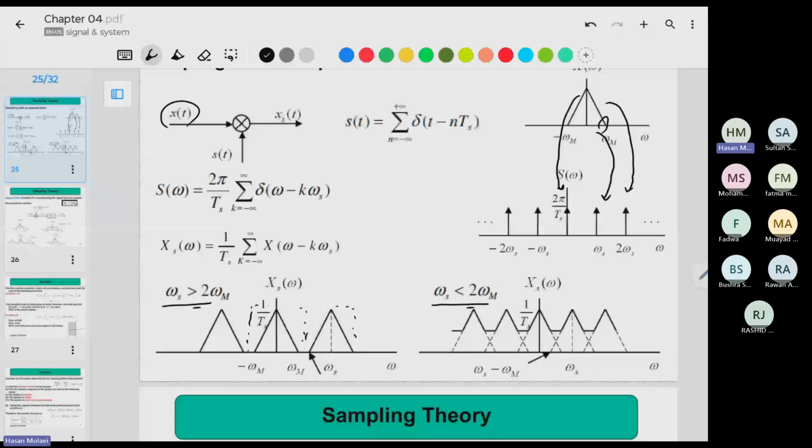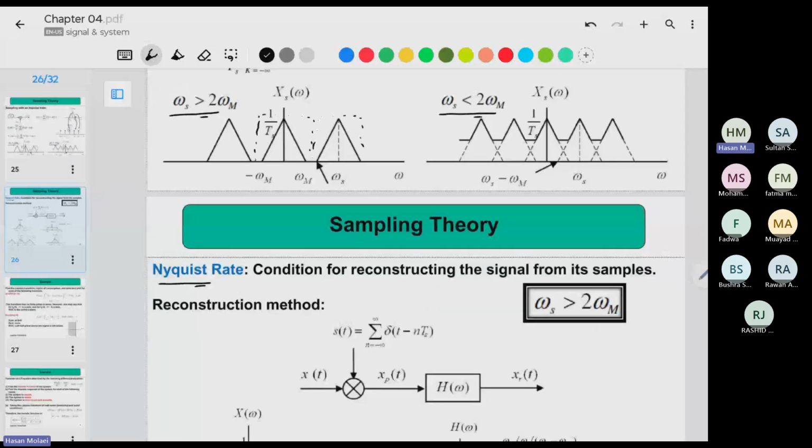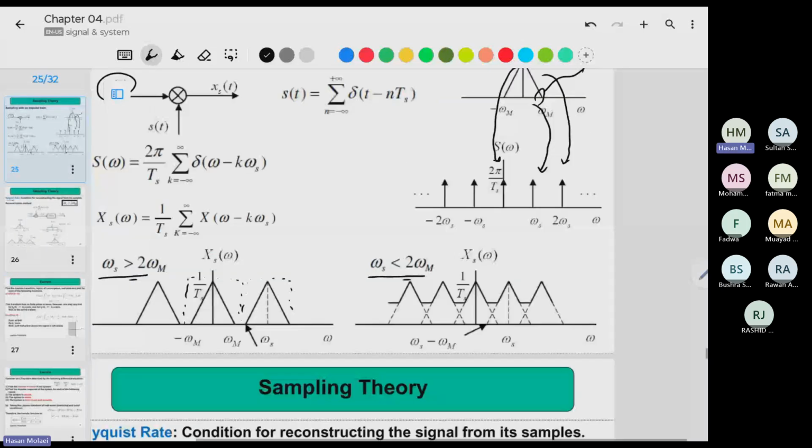So the Nyquist rate is saying that if we want to be able to reconstruct the original signal, we should sample at a rate more than 2 times the highest frequency component of the input signal. For example, when I'm saying it's not more than 4 kilohertz, if you want to be able to reconstruct it, you should sample it at more than 8 kilohertz.